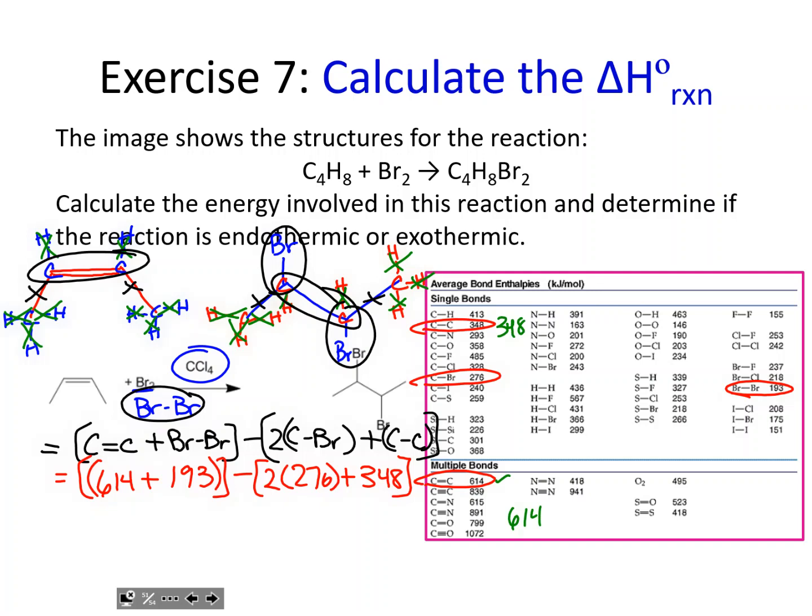That's a good point to make here. So what do we get out of this deal here? Negative 93 looks right to me. So delta H reaction, negative 93 kilojoules. So is this going to be endo or exo? This is exo, good. Exothermic. That is correct.